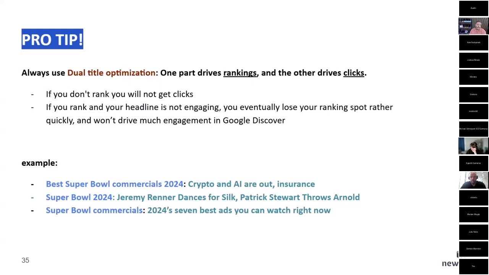Dual optimization here. Super Bowl commercials 2024: this is going to get me the rankings. Crypto and AI are out, insurance in. Okay, that is something that would make the user click this headline.